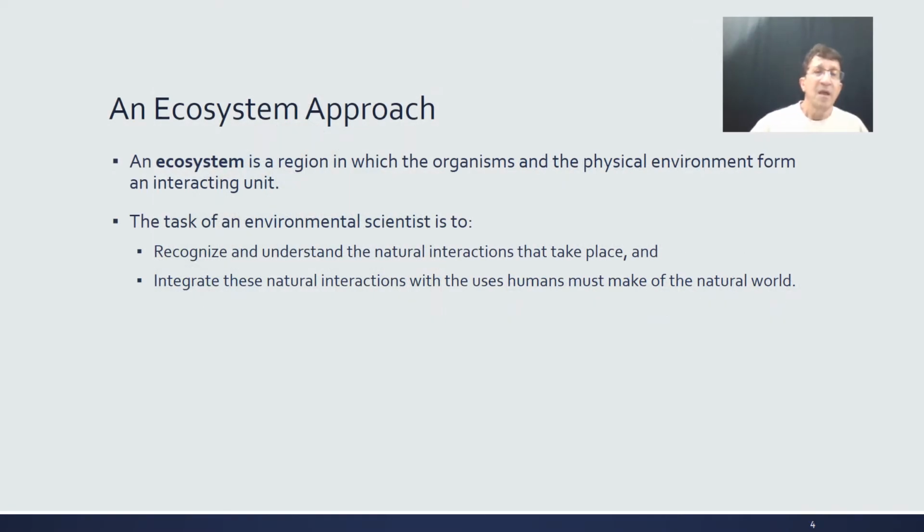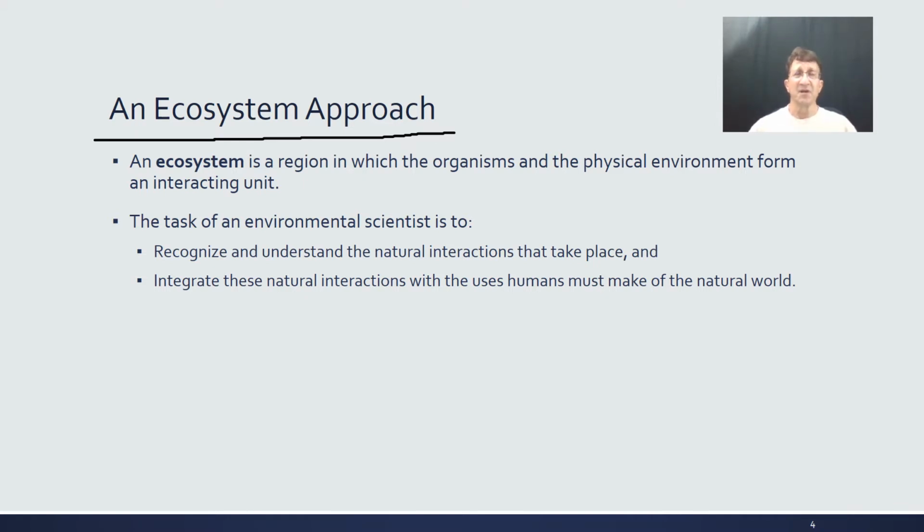So, in modern environmental science, we take this view called the ecosystem approach. And basically, I want to start off with the term ecosystem because this is the most manageable way we can think about the environment and how we fit in it with other things, and how various aspects of climate and geology affect us.